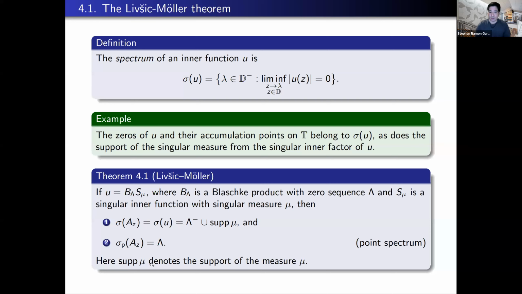So here's supp μ, that's the support of the measure μ. So this is a really interesting result. Basically it tells you all about the spectrum and the spectral properties of the compressed shift and relates it to the function theory of that particular inner function. It's a really, really elegant result.